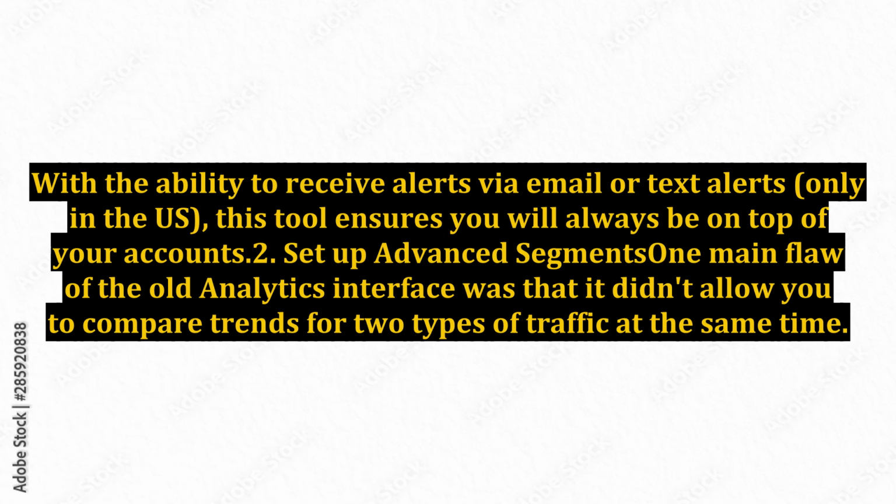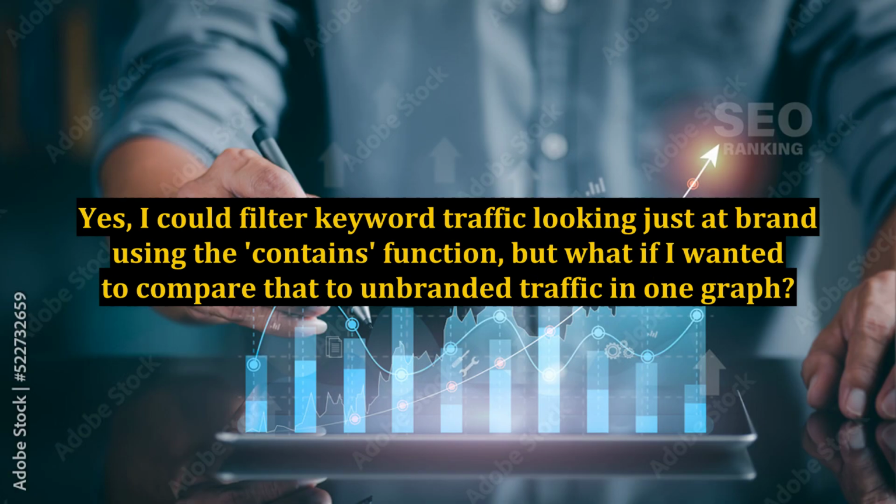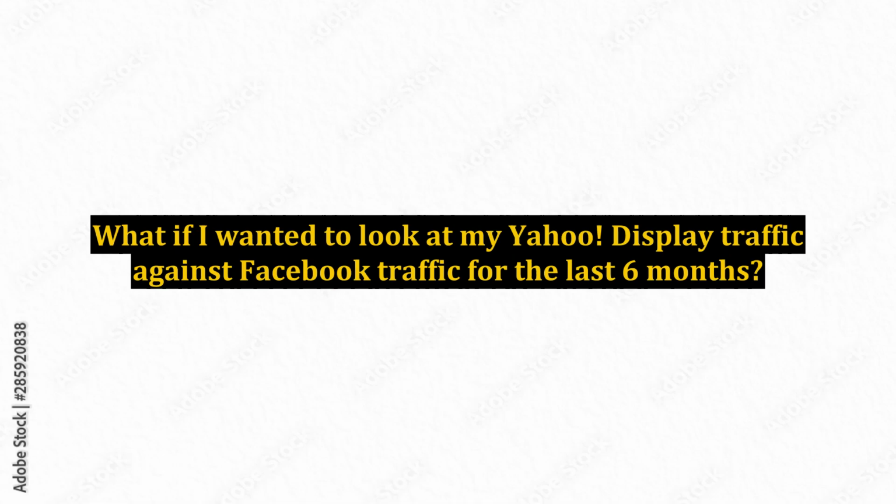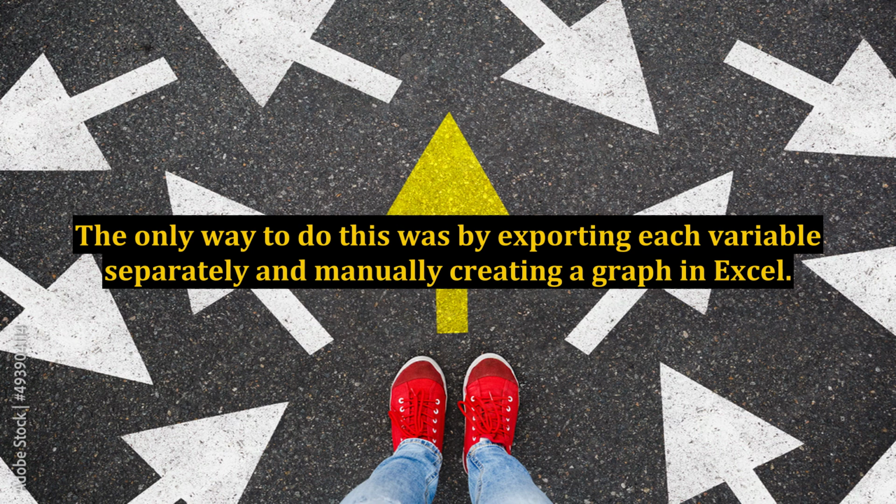One main flaw of the old analytics interface was that it didn't allow you to compare trends for two types of traffic at the same time. Yes, I could filter keyword traffic looking just at brand using the contains function, but what if I wanted to compare that to unbranded traffic in one graph? What if I wanted to look at my Yahoo display traffic against Facebook traffic for the last 6 months? The only way to do this was by exporting each variable separately and manually creating a graph in Excel.